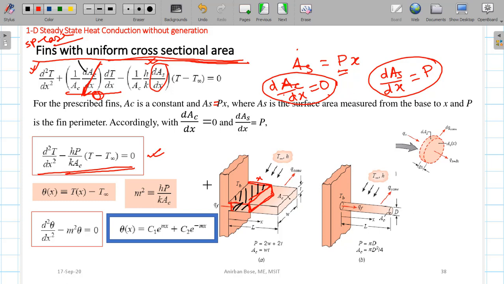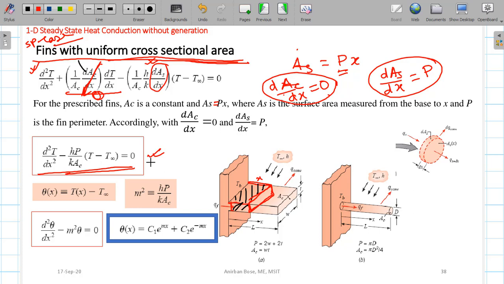So always remember under which assumptions you are deriving a particular formula. That is very, very important, because when you are going to apply something in practice, you always have to keep in mind what assumptions you have used for that particular solution. So here this is the governing equation for the special case for the fin. Now you have to solve this differential equation.